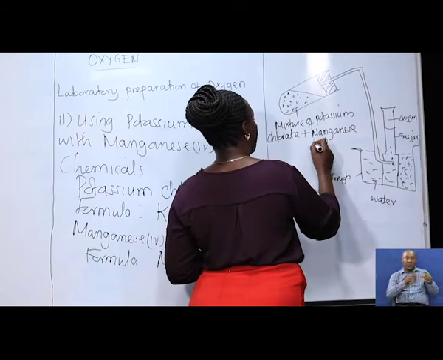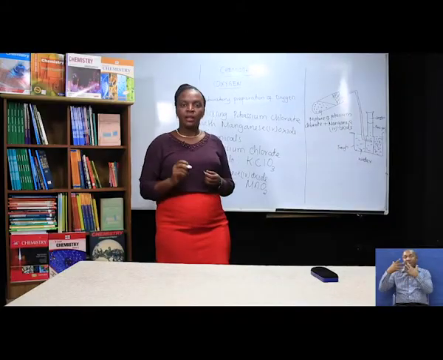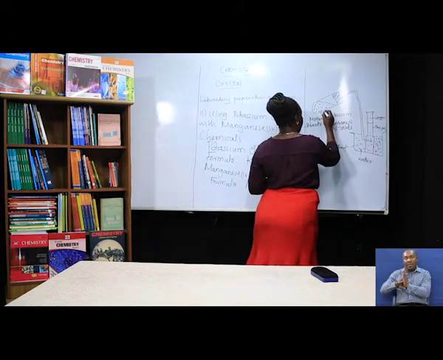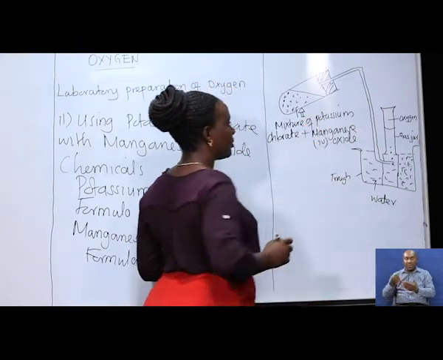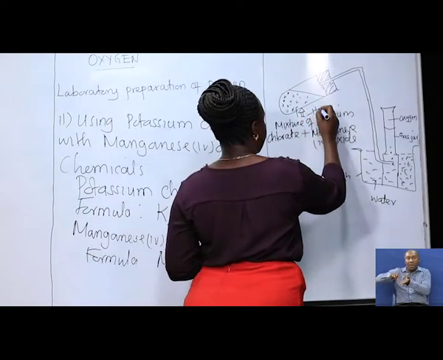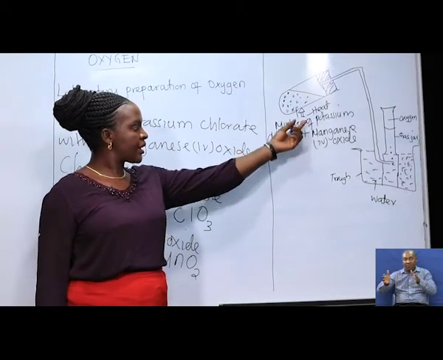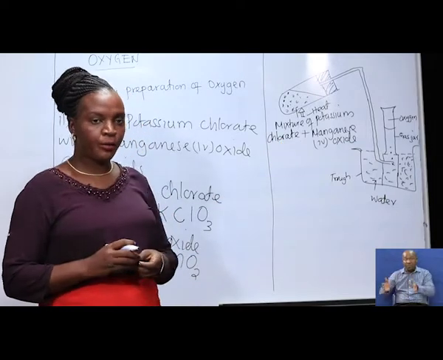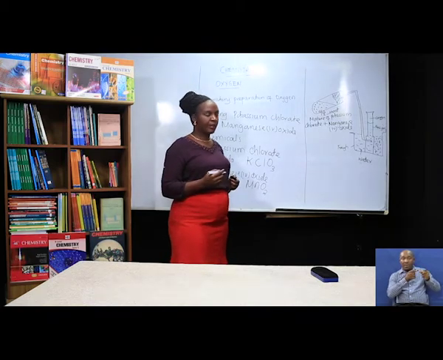Manganese 4 oxide. When these two chemicals react, manganese 4 oxide will assist the decomposition, but don't forget the heat. Don't forget the heat, because if there's no heat, the reaction won't take place. So there is heat here. This one will assist the mixture to decompose. So potassium chlorate will decompose in the presence of manganese 4 oxide, and after decomposing, oxygen gas will be given out.